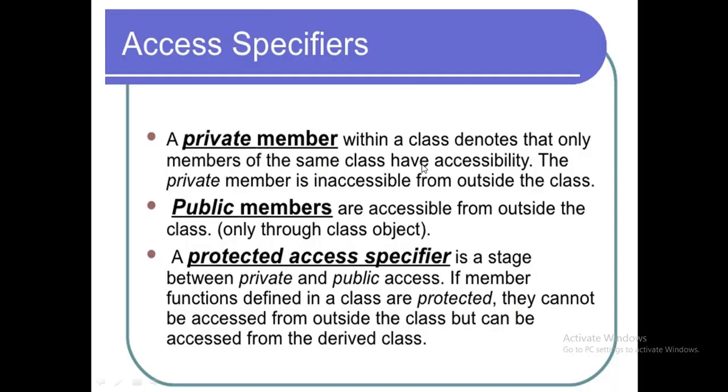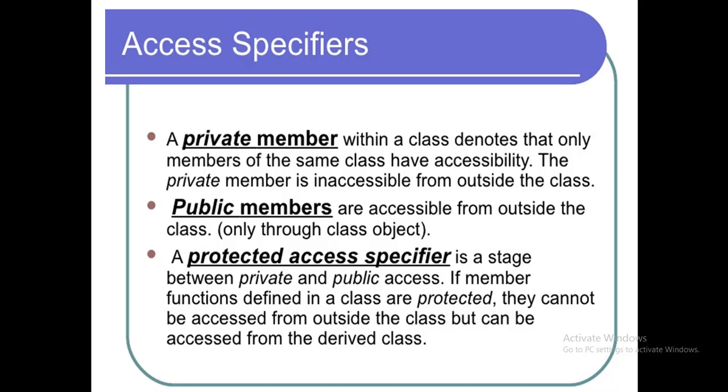A private member within a class denotes that only members of the same class have accessibility. The private members are inaccessible from outside the class. It means only the members of the class can access these members that we define under the private section, while the other members defined outside the private section cannot access the members of the private section.